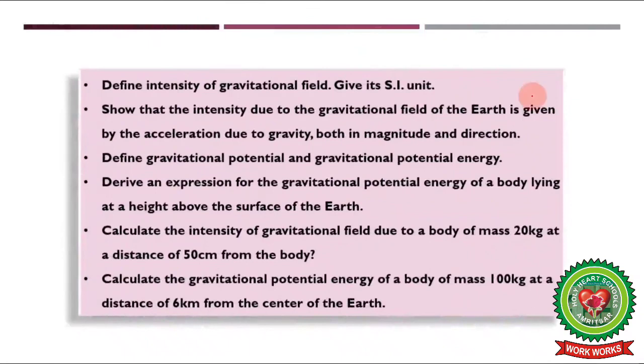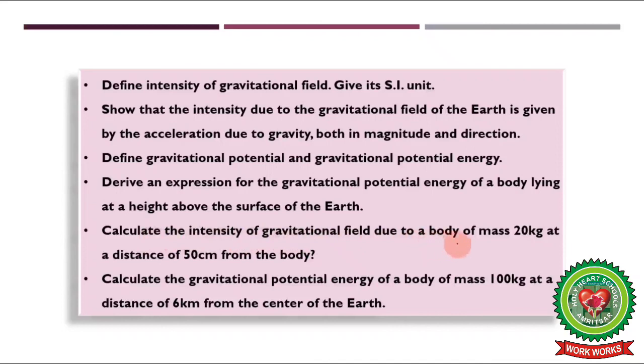Now you are able to answer all these questions. Question number 1: Define intensity of gravitational field. Give its SI unit. Question number 2: Show that the intensity of the gravitational field of the Earth is given by the acceleration due to gravity, both in magnitude and direction. Question number 3: Define gravitational potential and gravitational potential energy. Next question: derive an expression for the gravitational potential energy of a body lying at a height above the surface of the Earth.